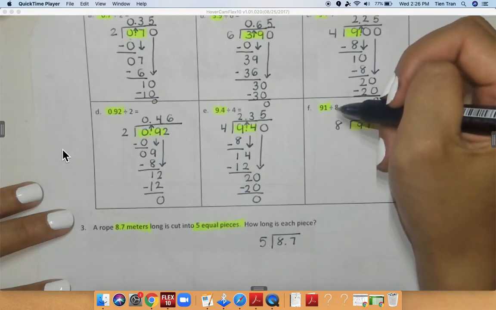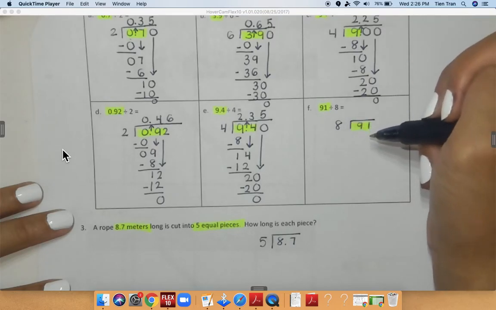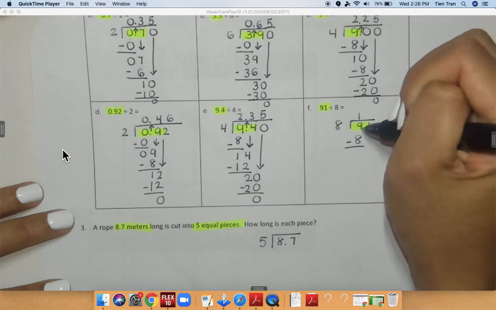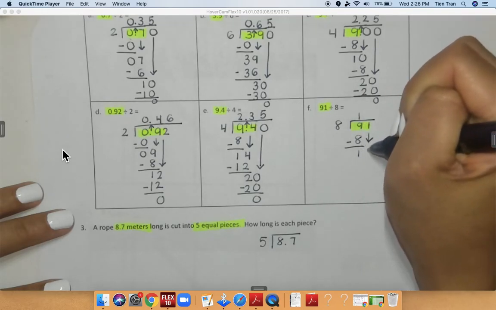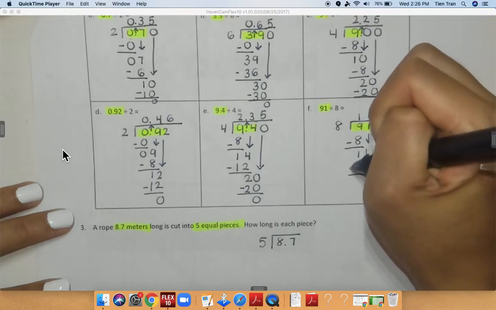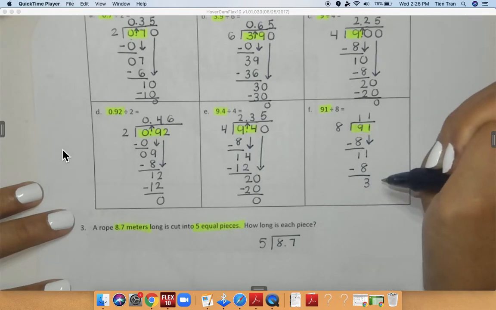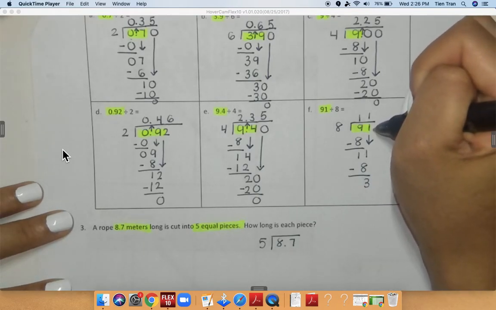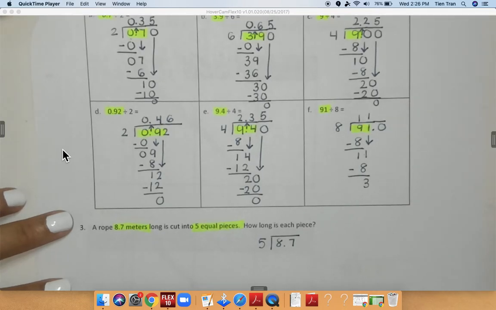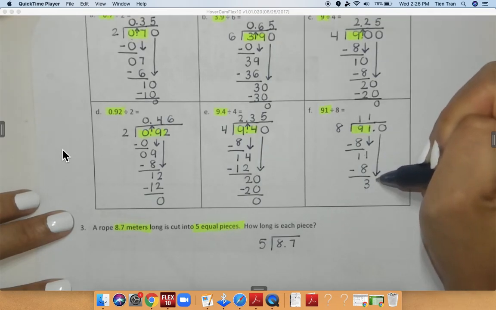Now, the next one I have 91 divided by 8. 91 is my dividend and 8 is my divisor. 8 can go into 9 1 time. 9 minus 8 is equal to 1. Bring down my 1. 8 can go into 11 1 time. Subtract. 11 minus 8 is equal to 3. And I'm going to add a decimal and a 0 because that is a whole number and anything after the whole number is going to become a decimal. So I'm going to bring down my 0.